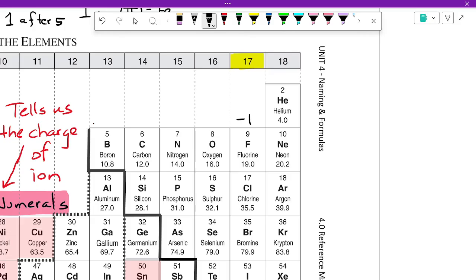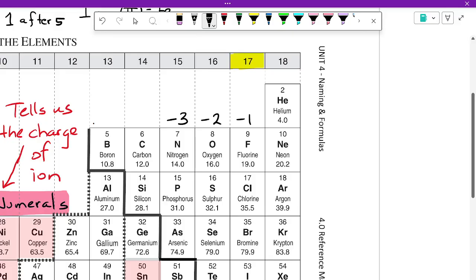Group 16. What charge do you think it'll be? -2, because 16 has 6 electrons in the valence shell, so it wants to gain 2 electrons. Those 2 electrons are negative, so its charge is 2 minus. -2. And how about group 15? 15 has how many valence electrons? 5. How many does it want to gain? 3. If it gains 3 electrons, it becomes 3 minus.